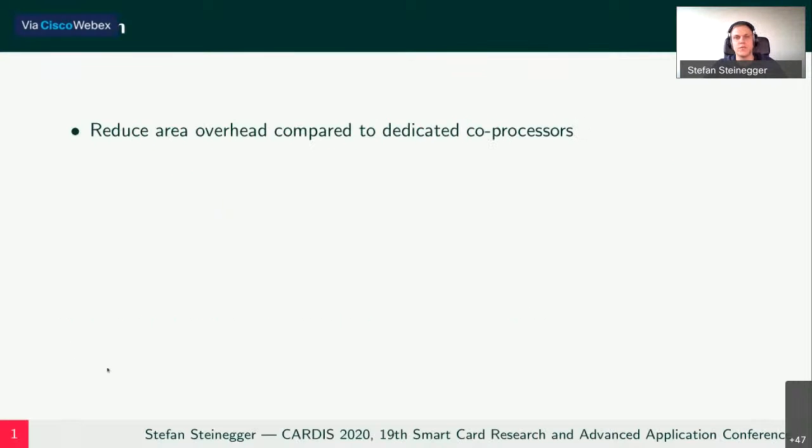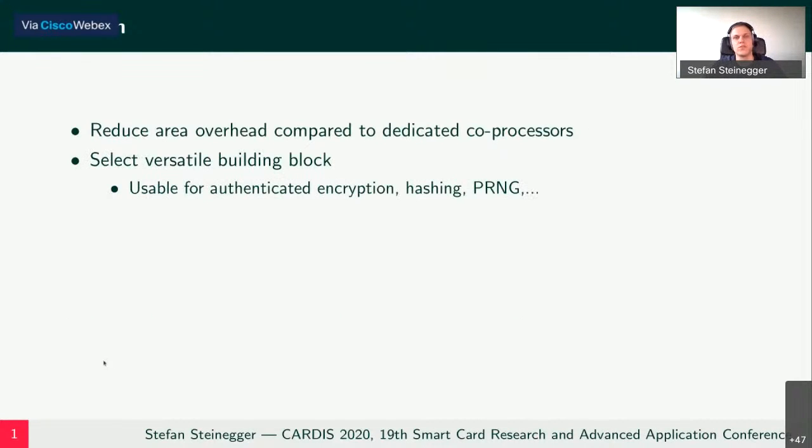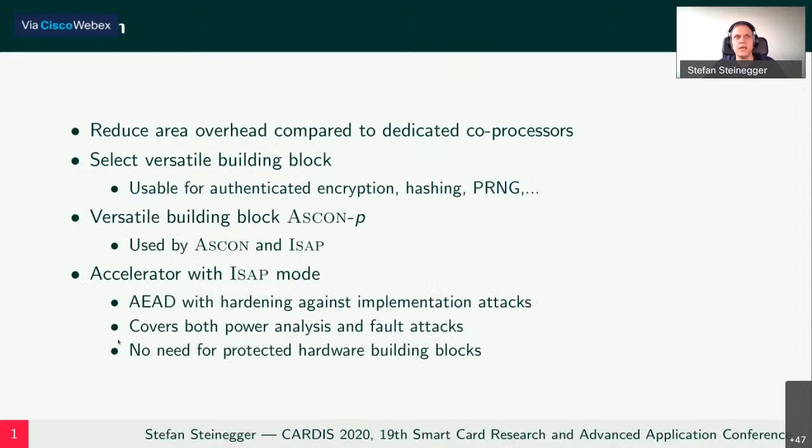So the motivation for this paper was to reduce the area overhead compared to a dedicated coprocessor. And we wanted to do this for a building block that can be used for a wide variety of cryptographic algorithms. So it should be usable for authenticated encryption, hashing, pseudo-random number generation. And this versatile building block we decided on was ASCON-P, which is used by both Ascon and ISAP.